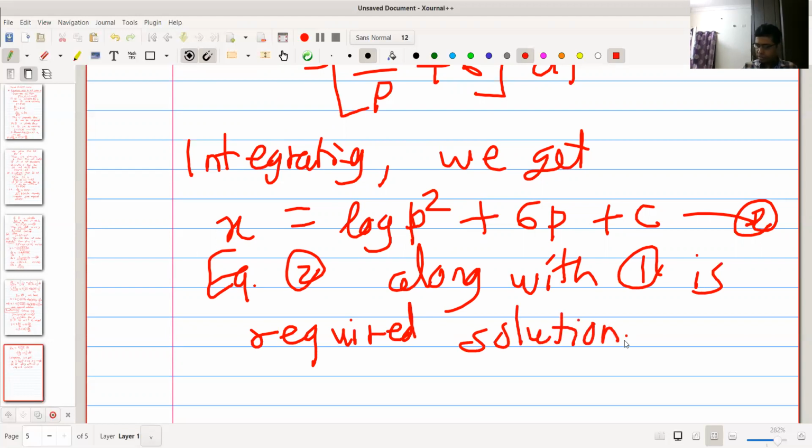In the notes, I have provided an example for the second case, that is, an equation which does not contain y explicitly. Thank you.